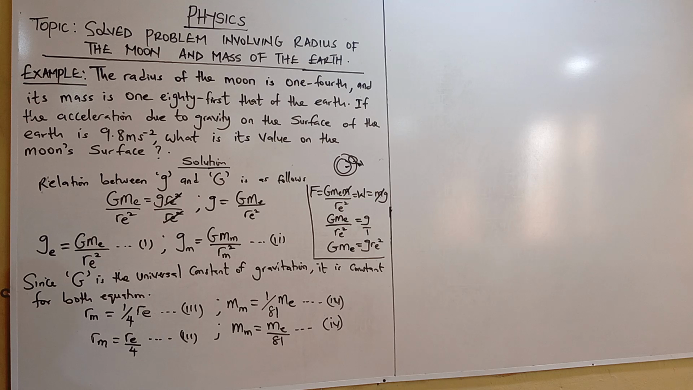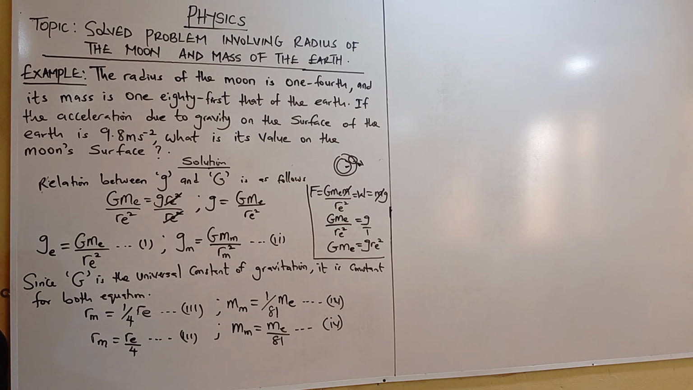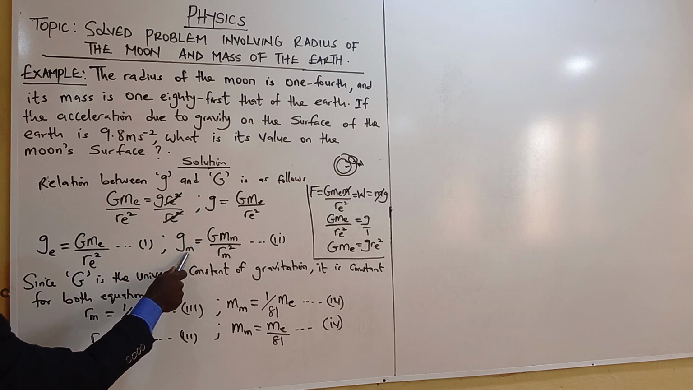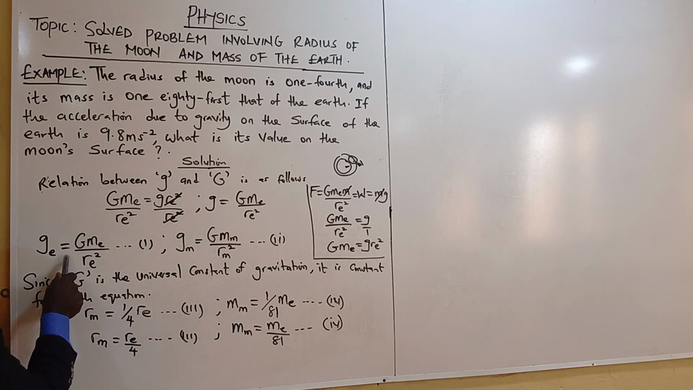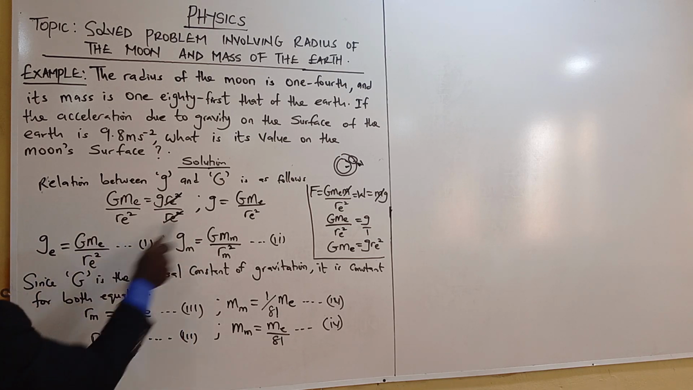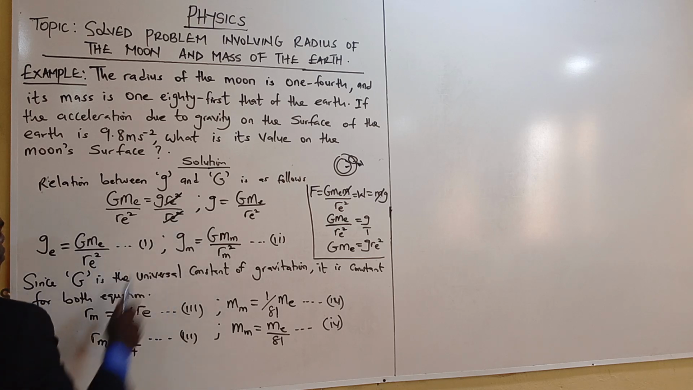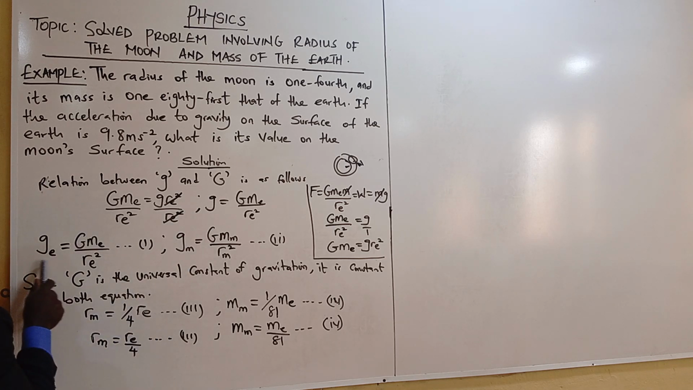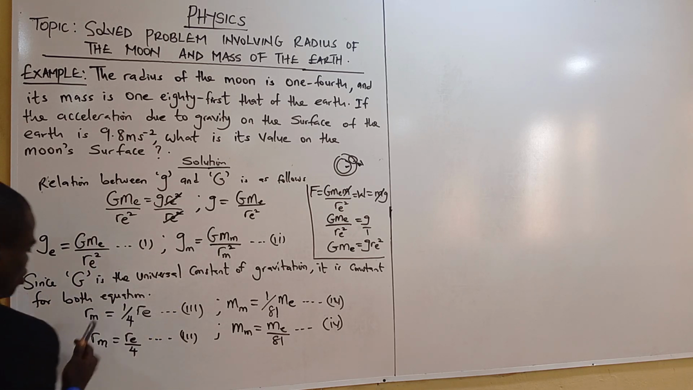Now from here, don't forget that we have to make this one the subject of the formula. This is what we are looking for, the value on the moon. We have to get the expression for acceleration due to gravity in this first equation. We are concerned with this, but this one is already given to us from the initial expression, because this is the acceleration due to gravity of the earth, but this is what we are looking for. You now deal with this one by making G the subject of the formula and substitute in the moon.